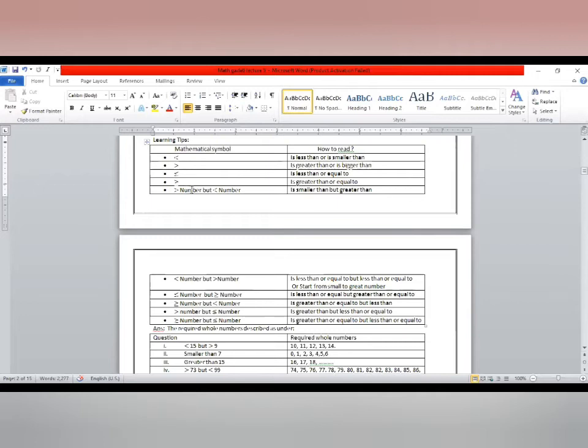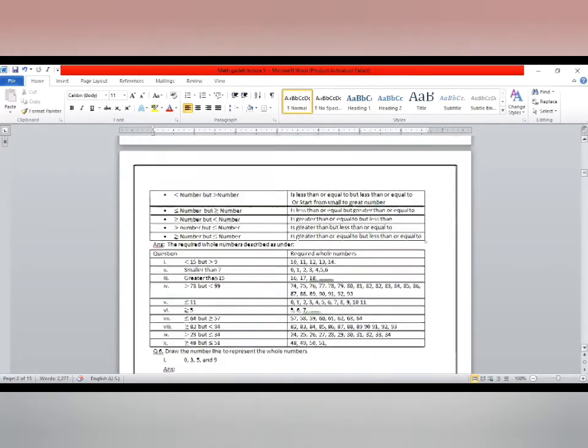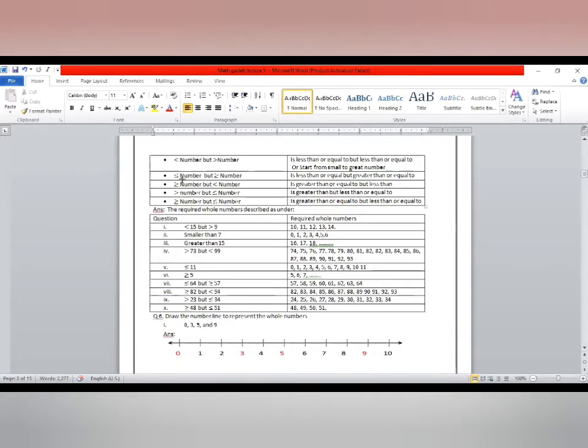Dear student, here are some related tips I have sorted out from the question. If the symbol is like this, and after that there's a number, then a symbol, then a number, how will we read it? We will read it as greater than, but less than. And here, less than but greater than. And here are the two signs, the two symbols. So we have to be very careful about that.